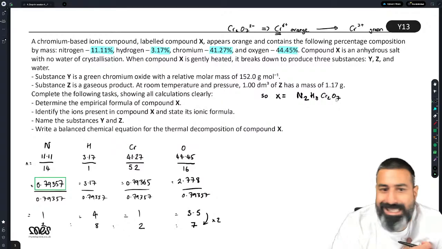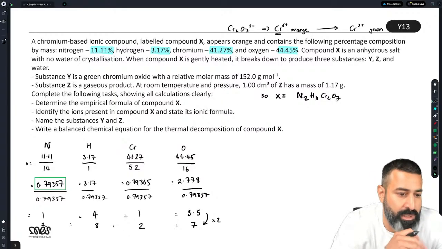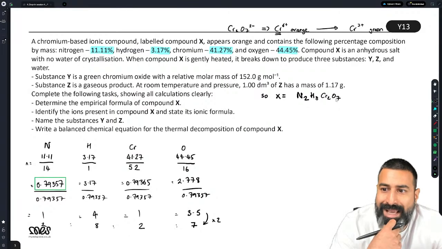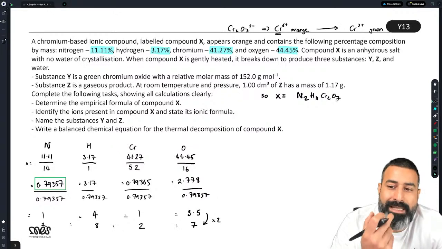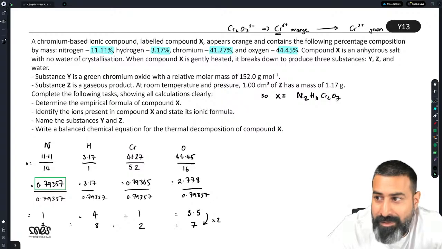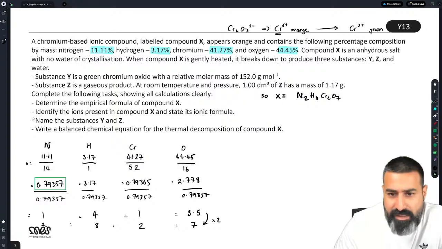So compound X is an anhydrous salt with no water of crystallization. Okay. Cool. When compound X is gently heated, it breaks down to produce 3 substances, Y, Z, and water. Okay. Substance Y is a green chromium oxide with a relative molecular mass of 152. What could that be? Okay, let's continue reading because it's a bit of a tricky question.